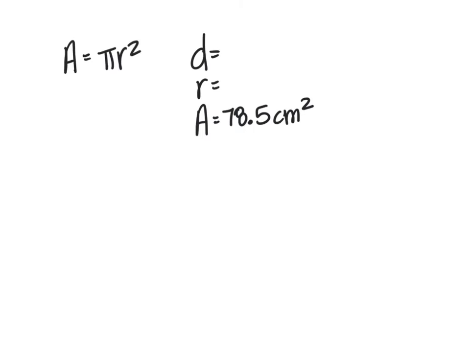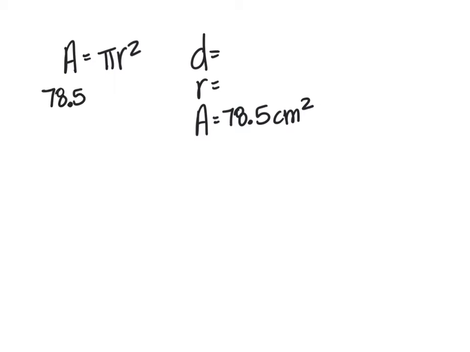Okay, so now on area, you're going to do the same thing, but area has one more step. So write this down. A equals pi r squared. All right, so we are going to find the diameter and the radius if they tell us that the area is 78.5 square centimeters. All right, so where do we put 78.5? Under A.